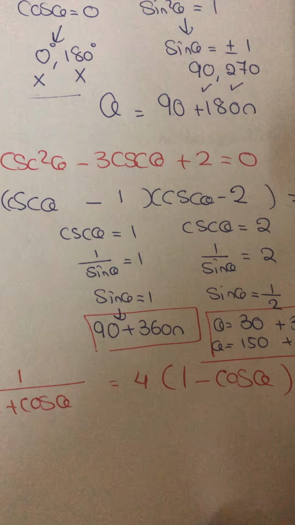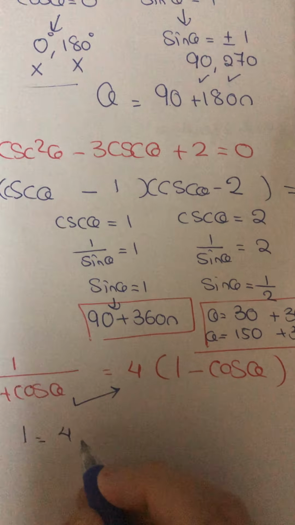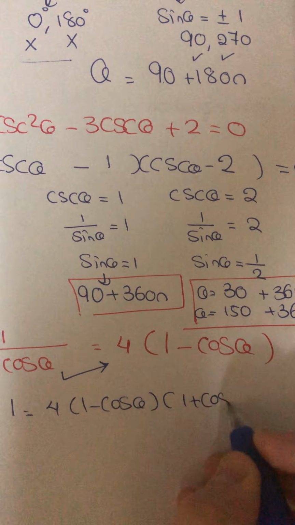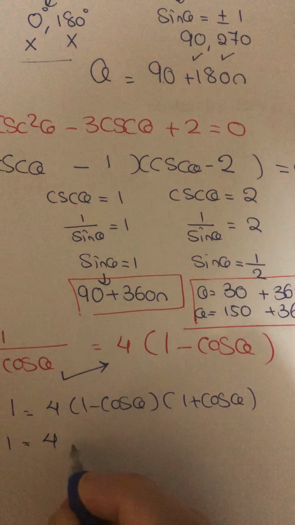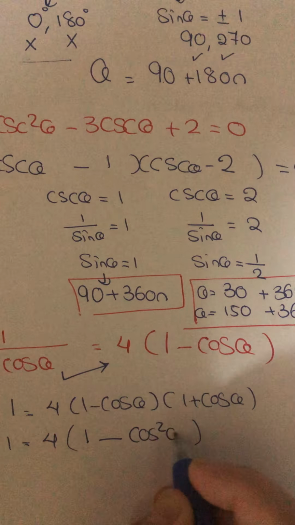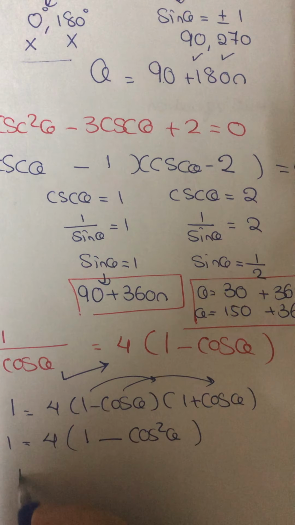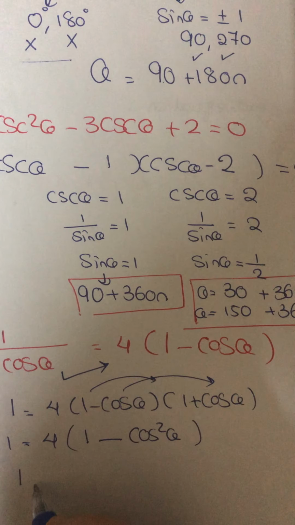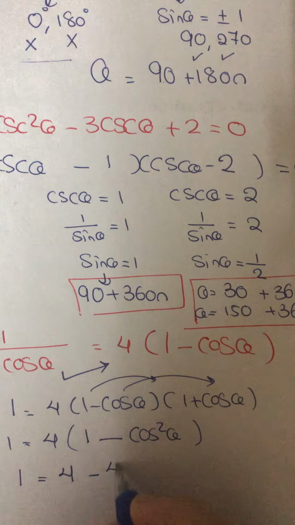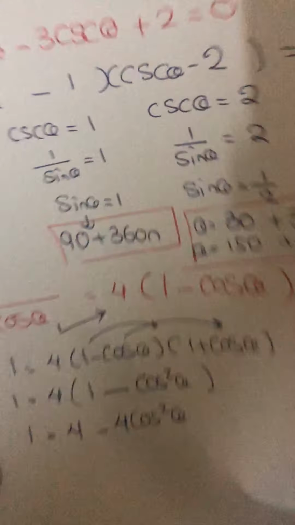Regarding this question, I think I did multiplication here, so 1 equals 4, 1 minus cosine theta, 1 plus cosine theta, and these are difference of squares, so it can be 1 minus cosine squared theta. How? First with first, last with last. 1 minus cosine squared theta is sine squared theta, and I don't think I need that anyways. Equals to 4 minus 4 cosine squared theta. We can do that. Maybe I can handle it with the cosine.